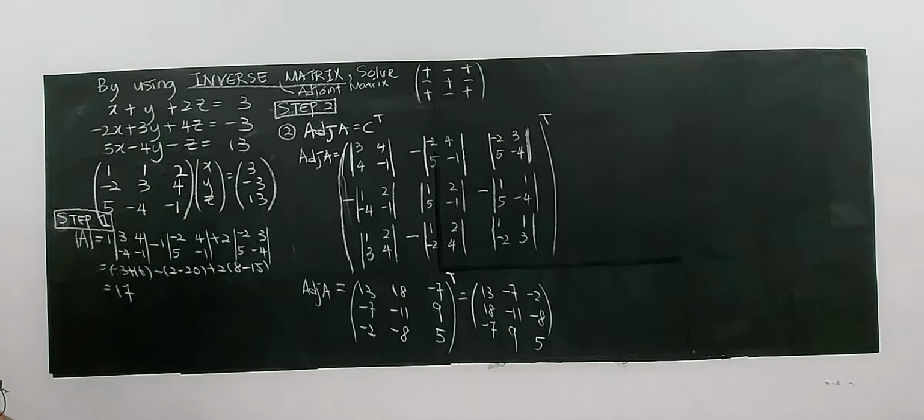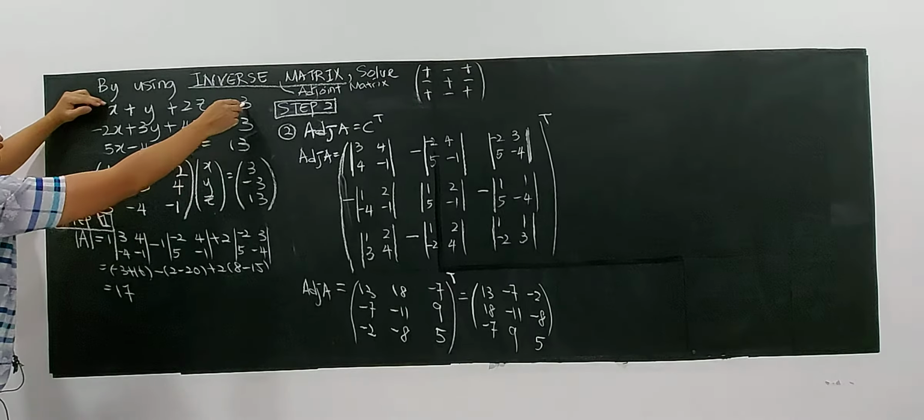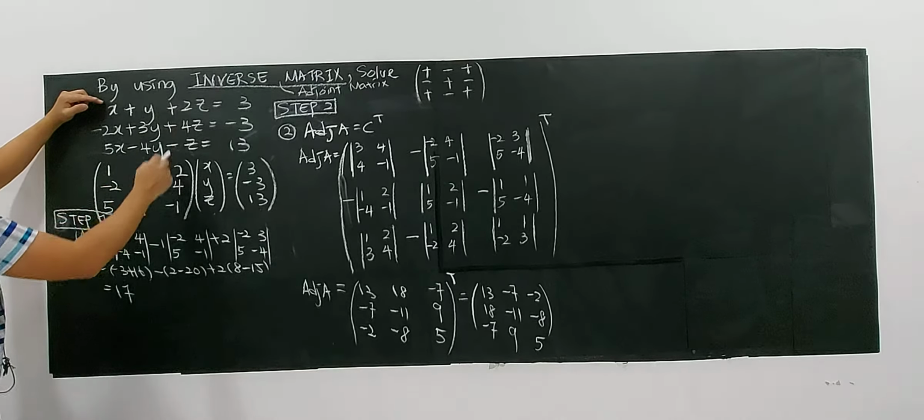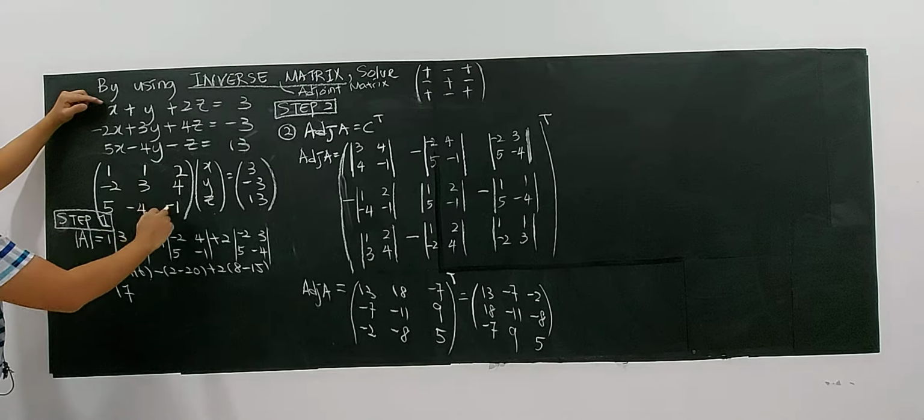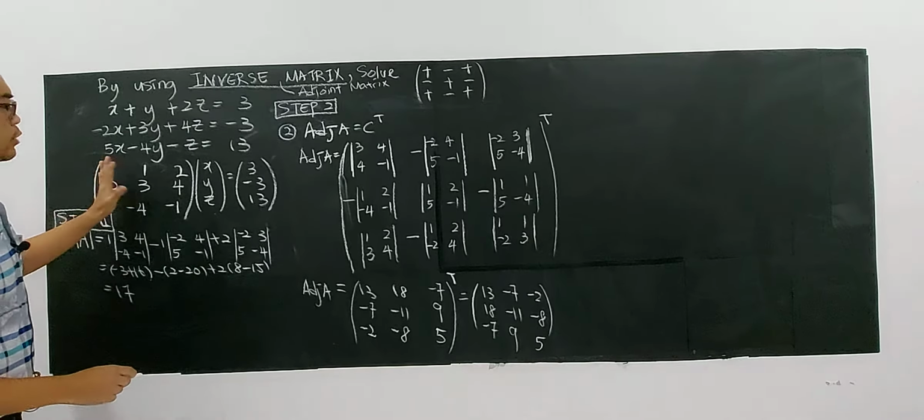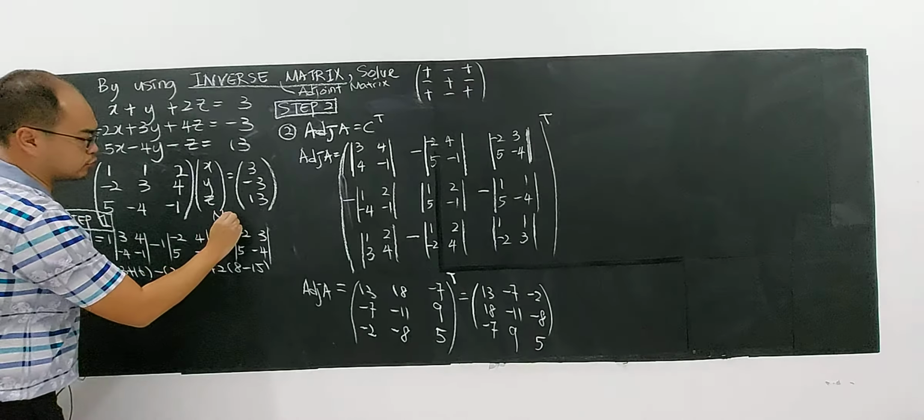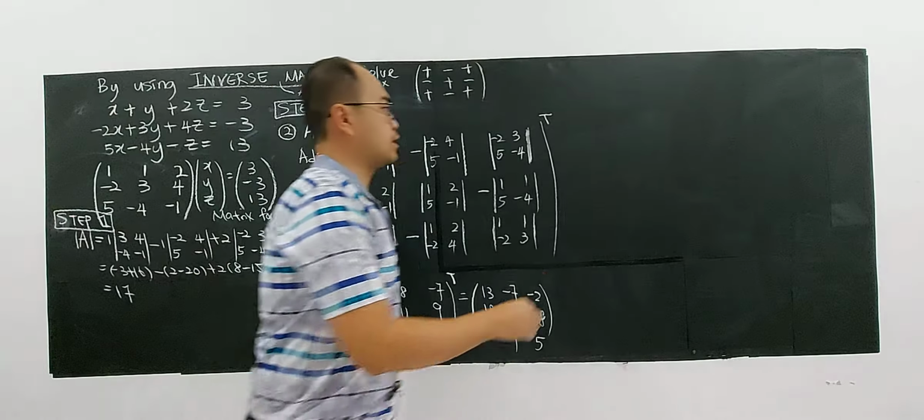You have to rewrite this in matrix form. All the x, y, z I will write as x, y, z here, and this will become your 3, -3, 13, and these will be all the coefficients for the x, y, z here: 1, 1, 2, -2, 3, 4, 5, -4, and -1. So this becomes the matrix multiplied by x, y, z, and you get this. This is the matrix form.